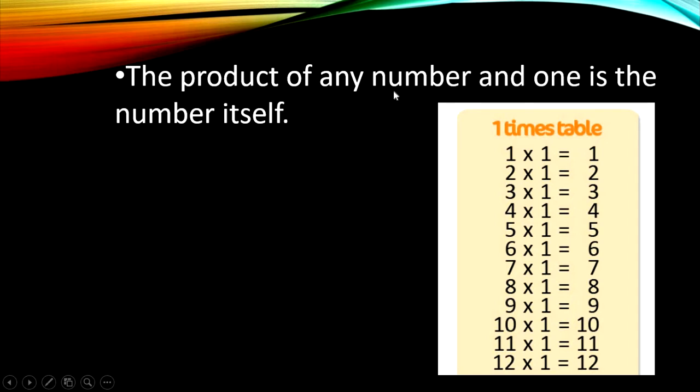The product of any number and 1 is the number itself. For example, 1 times 1 is 1. 2 times 1 is 2. 3 times 1 is 3. 4 times 1 is 4. 5 times 1 is 5. 6 times 1 is 6. 7 times 1 is 7. 8 times 1 is 8. 9 times 1 is 9. 10 times 1 is 10. 11 times 1 is 11. 12 times 1 is 12. You see, the product of any number and 1 is the number itself.